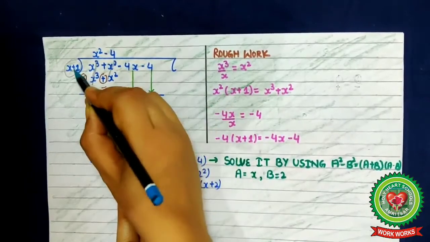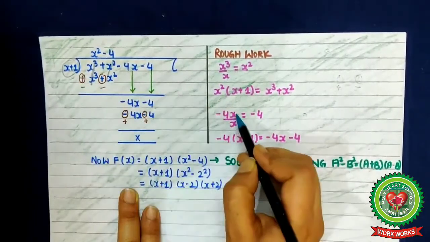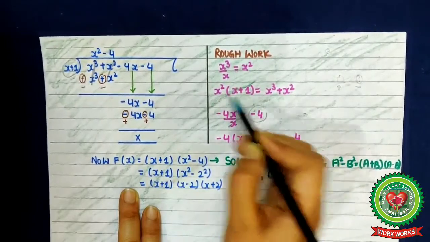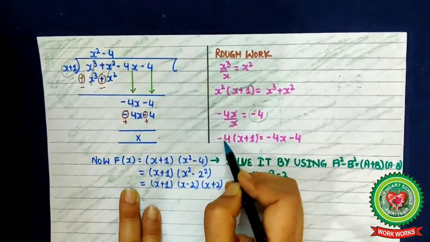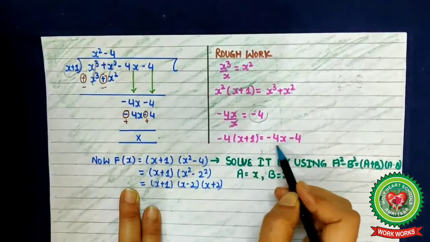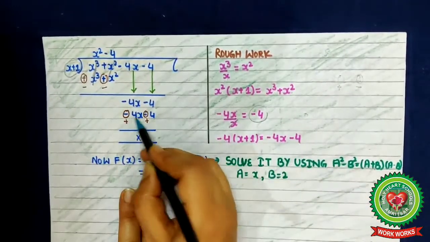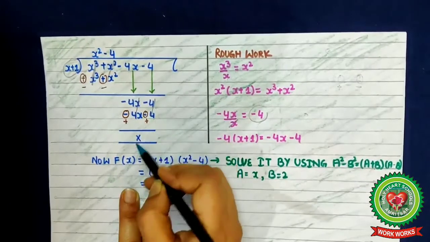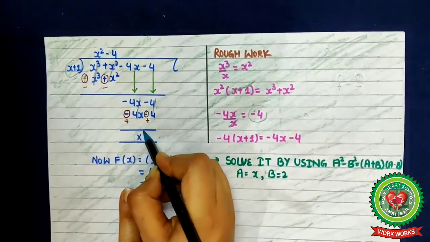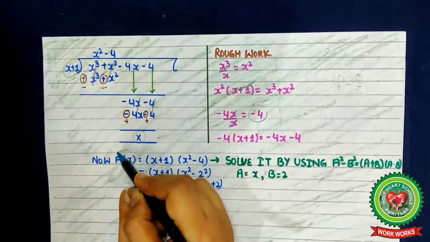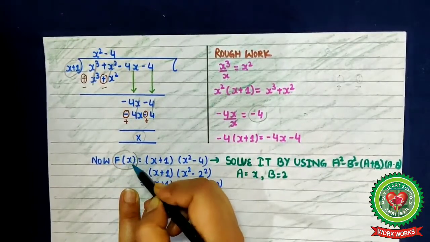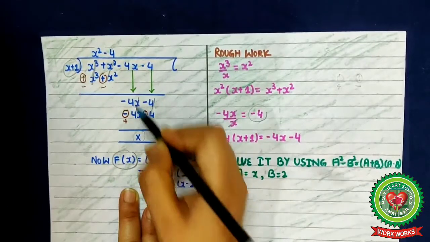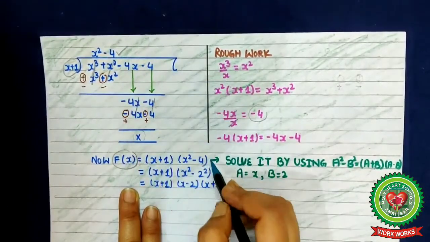Now again that step, minus 4x divided by x. x and x cut, minus 4 will be the quotient, write it here. And multiply with x plus 1, it will give me minus 4x minus 4. So again the signs will change. These cut. Now we are left with nothing, so I'll write a cross here. Now we have to write the factors of f(x). So f(x) is equal to, this is the factor, we will write x plus 1. Also we will write this quotient here.